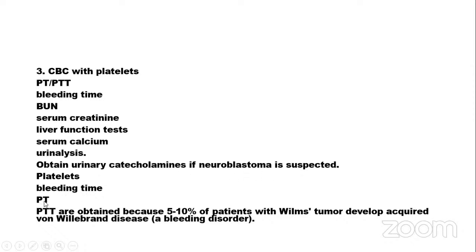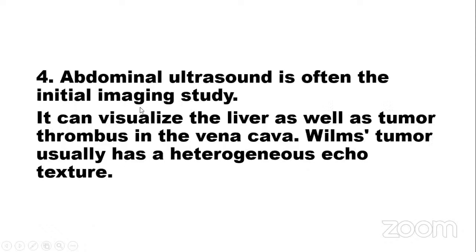Platelets, bleeding time, prothrombin time, and PTT, all these 4 parameters are obtained because, as I mentioned, 5 to 10% of patients develop acquired von Willebrand disease. It is a bleeding disorder. So we will do the platelets, bleeding time, prothrombin time, and PTT for patients suspected of having Wilms tumors to check for von Willebrand disease, which actually occurs in 5 to 10%.